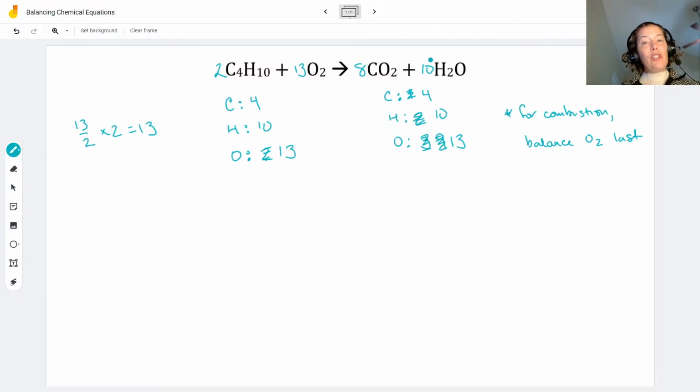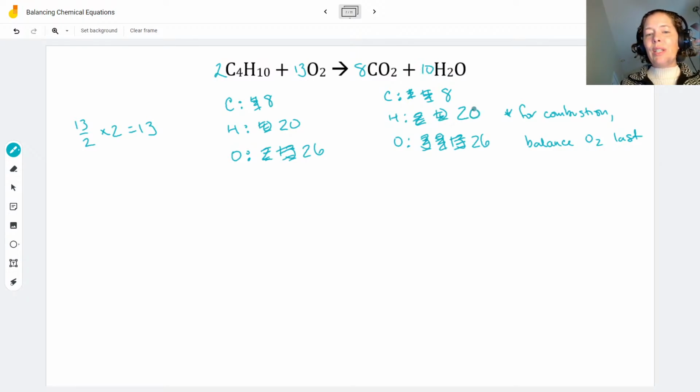Let's recount and make sure that my equation is still balanced. Okay, so for carbon, I now have 8 carbon atoms, I now have 20 hydrogen atoms, and I have 26 oxygen atoms. Okay, so for carbon on my product side, I have 8. For oxygens, I have 8 times 2, which is 16, plus 10 times 1, which is 10, which gives me 26 oxygen atoms. And for hydrogen atoms, I have 10 times 2, which is 20. So you can see I still have a balanced chemical equation.